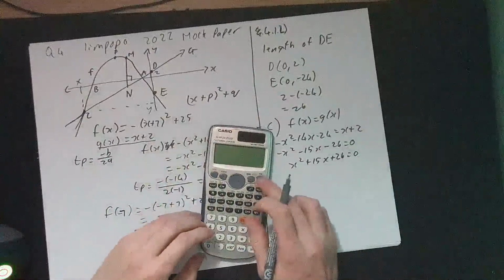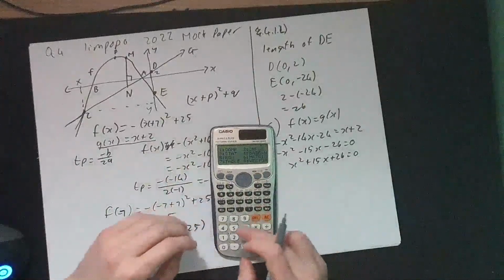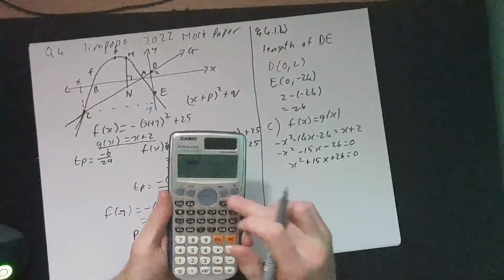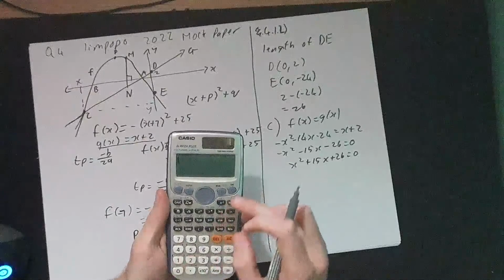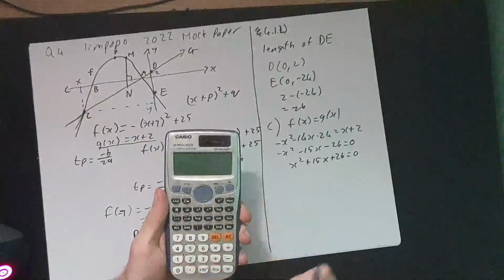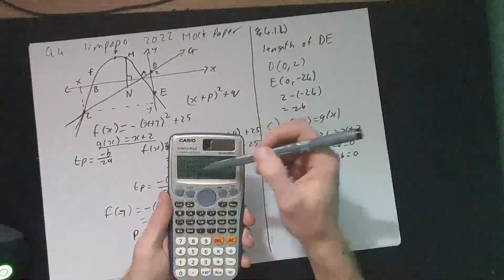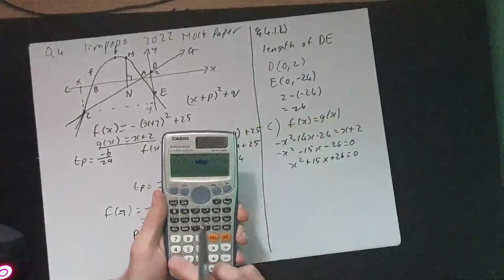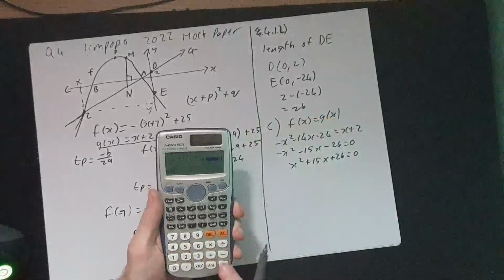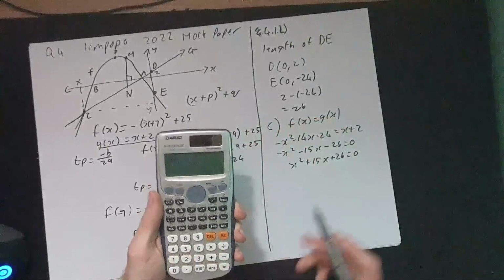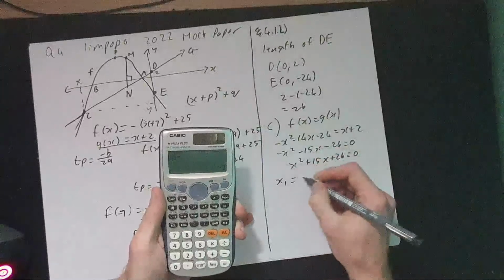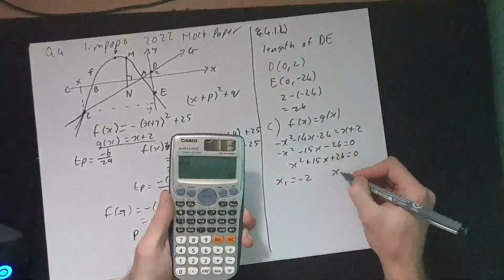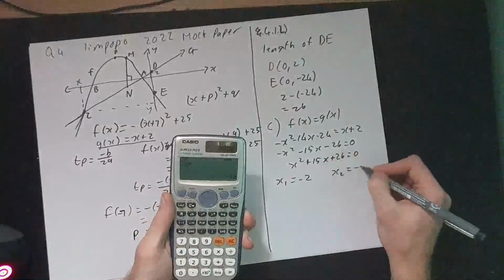Okay, and then I'm going to use my calculator to factorize it so I can show you. So we go mode, then we go equation, so 5, and then we choose number 3. Okay, and then we just plug everything in. So 1, 15, 26 equals, so we know that the first x value is going to be at -2, and the second x value is going to be x2 equals -13.